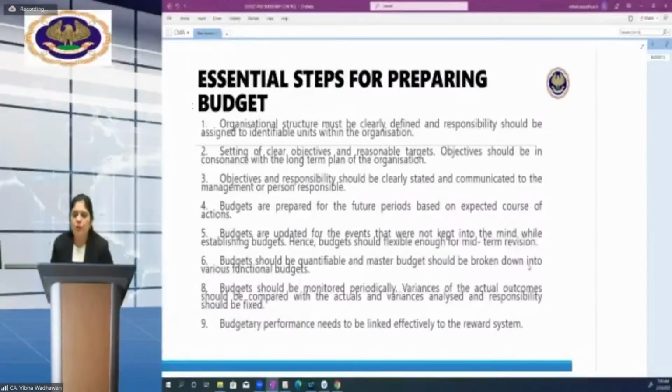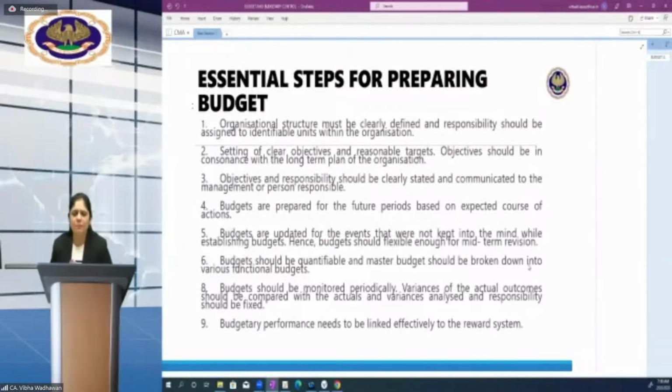Budget should be quantifiable and the master budget should be broken down into various functional budgets. So we'll be learning a lot about what all the functional budgets are and how they're prepared. Budget should be monitored periodically. Variances of the budget should be compared with the actual outcomes, and variances analyzed and responsibility should be fixed.